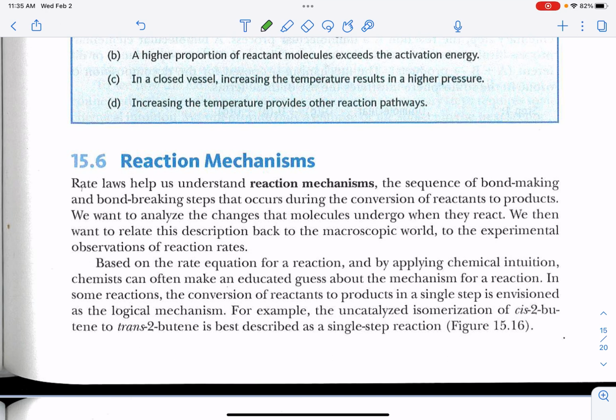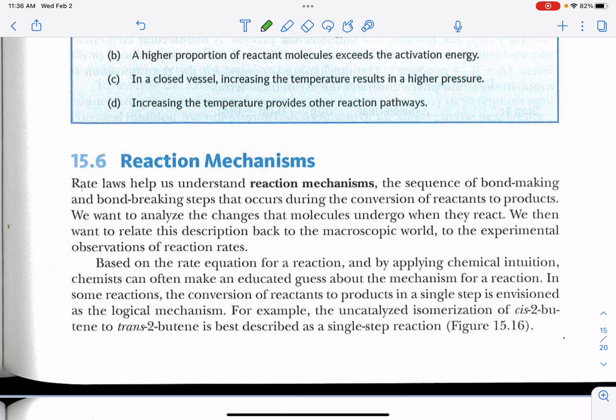Greetings all. This screencast will wrap up the discussion of Chapter 15, Reaction Kinetics and Mechanisms, and it will be exclusively about mechanisms, Section 15.6.